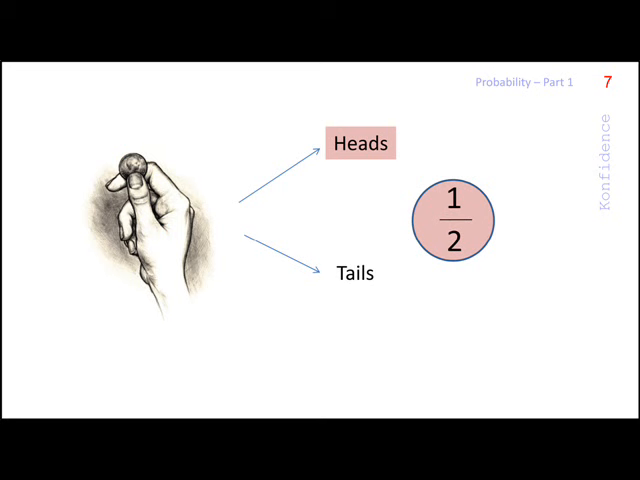When we toss a coin, there are only two possible outcomes. You could get a head or you could get a tail. Further, only one of them will occur at a time. If we assume the coin to be an unbiased coin, then these two outcomes are equally likely. Therefore, the probability of getting a head will be 1 out of 2 or 1/2 or 0.5.